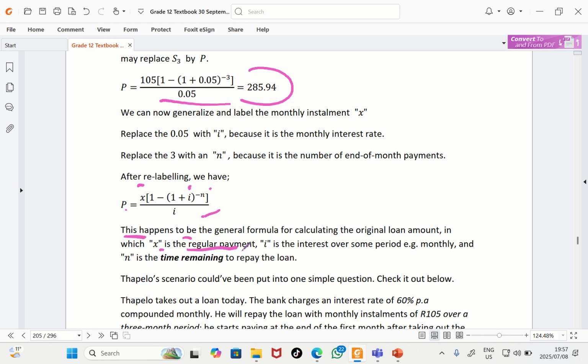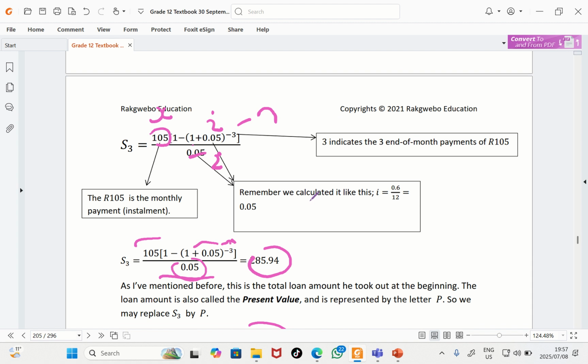So X is the regular payment, I is the interest over some period, monthly, quarterly, whatever it is. Remember, when you're working quarterly, you have to divide the maybe 60% by 4. Right now, you guys get the story. The same way here, they said the interest environment is 60% per annum compounded monthly. So what we did was, first of all, took the 60%, and we know that 60% is the same as 60 over 100. I told you that percentage means over 100.